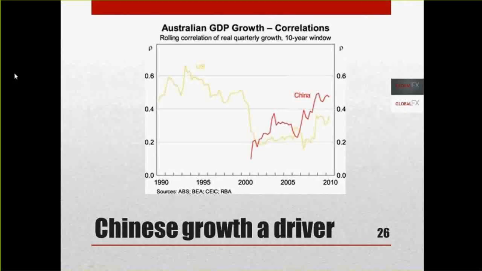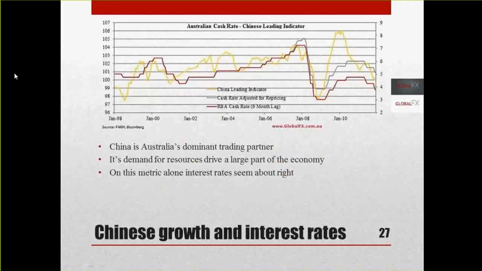But to the extent that the RBA believes in the China story, and that everyone else believes in the China story, and that the new leadership in China can institute a reasonably soft landing, as we're seeing now, then we're going to continue to see Australia benefit.